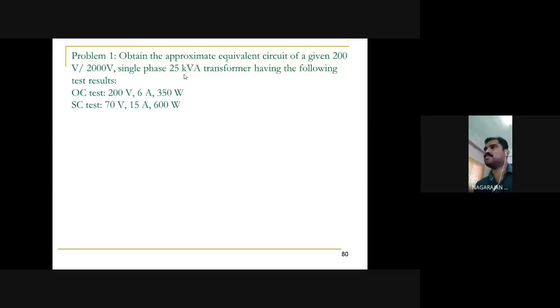They have told us to find the approximate equivalent circuit. But I'm going to ask you which is the high voltage side and which is the low voltage side. Look at the given data. Which is the high voltage side and which is the low voltage side? 200 volts is, for example, I'll draw the circuit diagram.